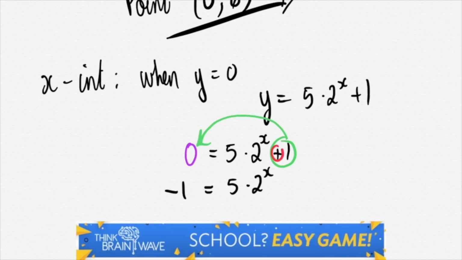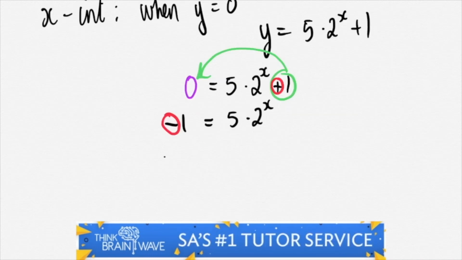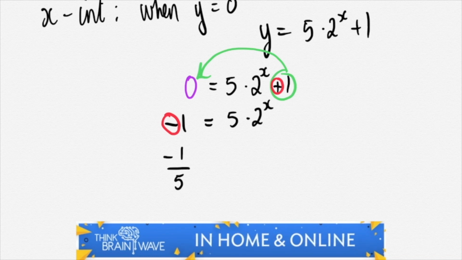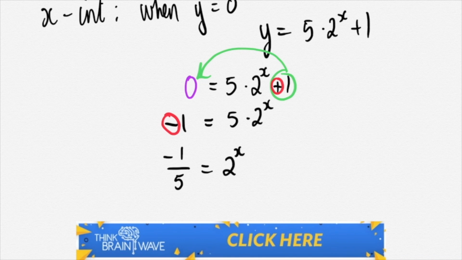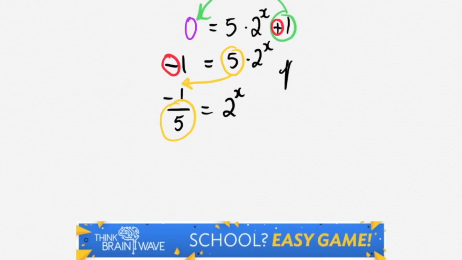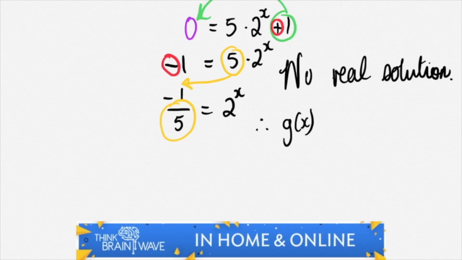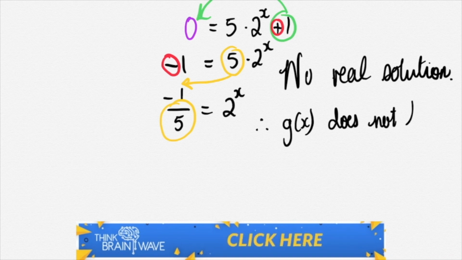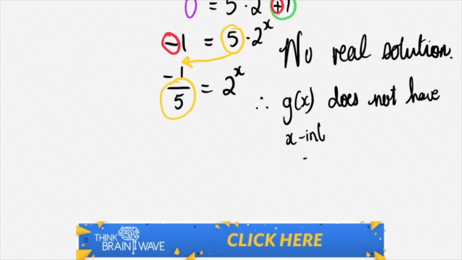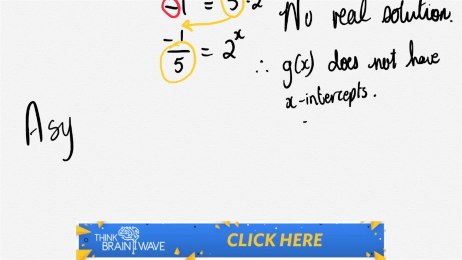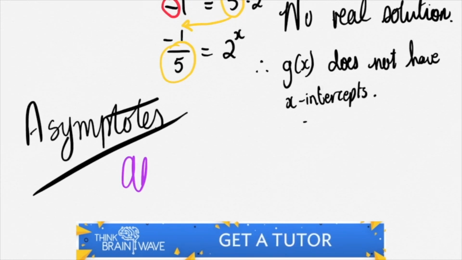We bring our 1 across, we say -1, because it's a sign change when you cross over the equal sign. You then divide both sides by 5. You get -1 over 5, which is equal to 2 to the power of x. We know that 2 to the power of x could never be a negative number, and therefore it is undefined. Try to think of a value of x where you could get a negative answer for 2 to the power of x. So that would now be an asymptote.